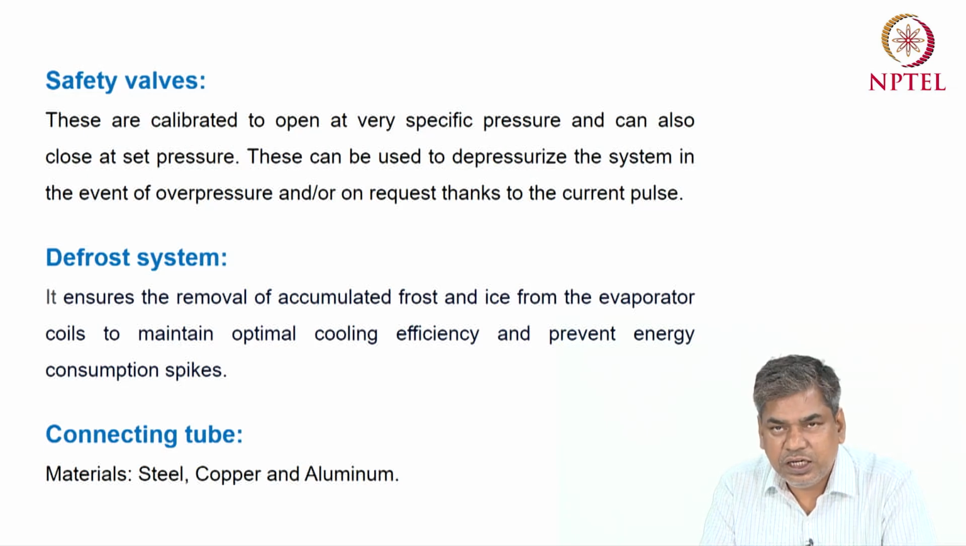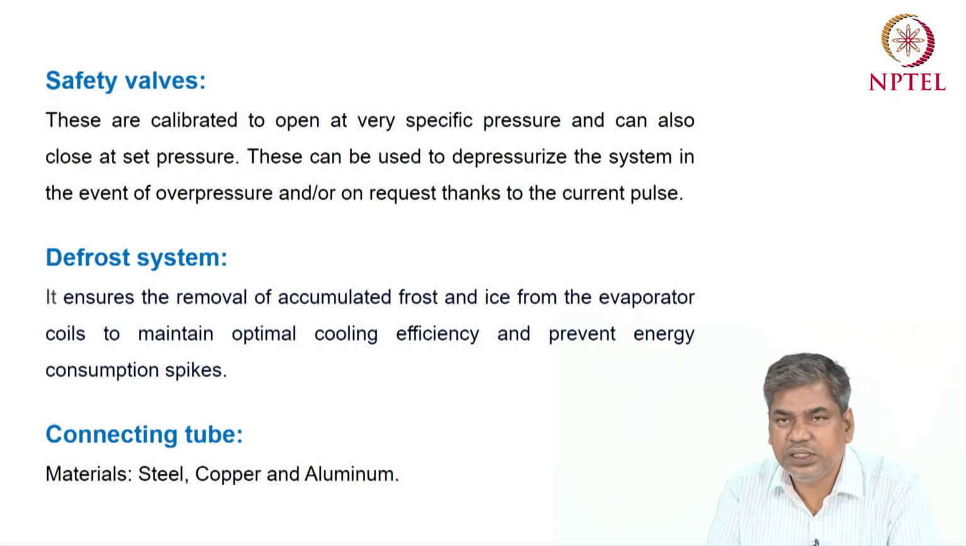Okay, then the last one is the connecting tube. We have to see the compatibility of the refrigerant with the connecting tube, and based on that we have to decide the suitable connecting material or connecting tube for a certain refrigerant or refrigeration system. So steel, copper or aluminum are generally used as connecting tube material for most refrigeration systems.